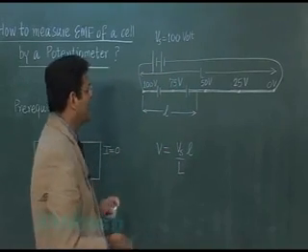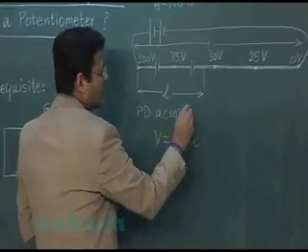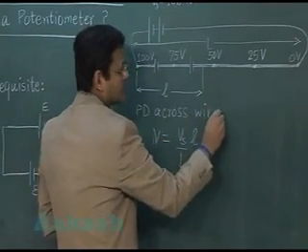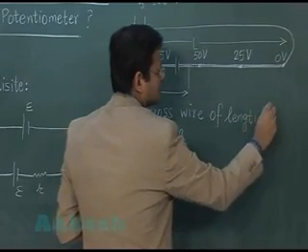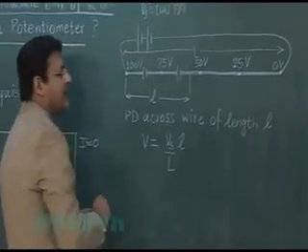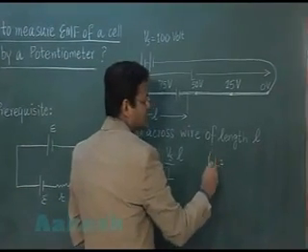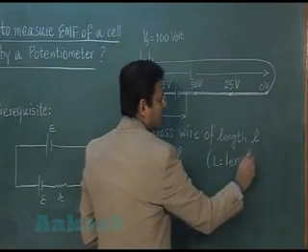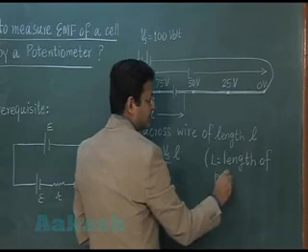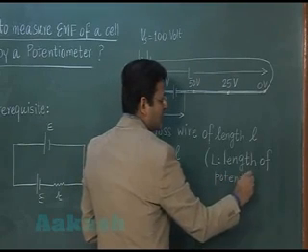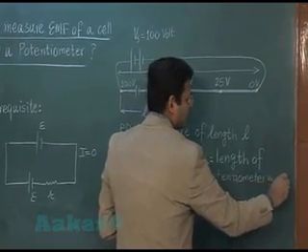What is this? This is the potential drop across a wire of length small l. And what is capital L here? Here capital L is the length of the potentiometer wire, the total length of the potentiometer wire. You understand?